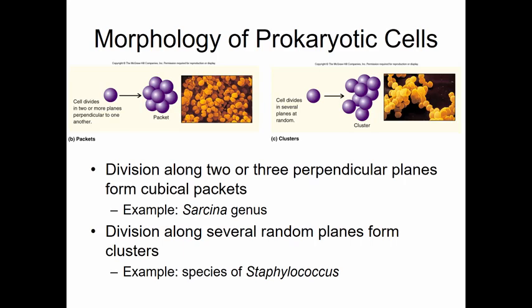You can get packets, you can get clusters, they pretty much look the same, okay? Clusters is when they divide along random planes. So staphylococcus, staphylo, is meaning cluster. In this class, we're going to spend a lot of time with staph, and a lot of time with strep. I will tell you, it is very hard to see a bunch of chains all on top of one another and not have them look like clusters, okay?